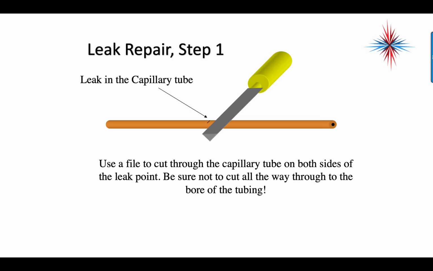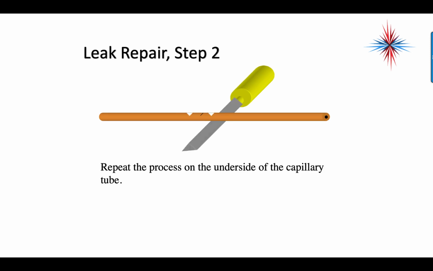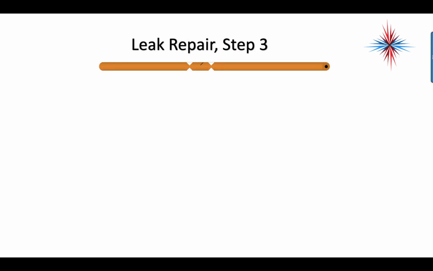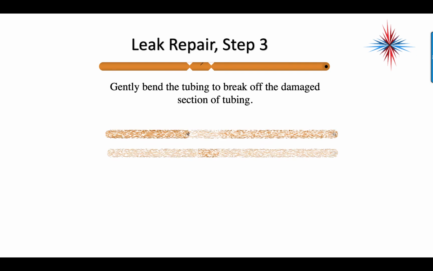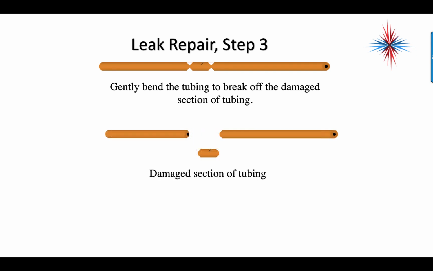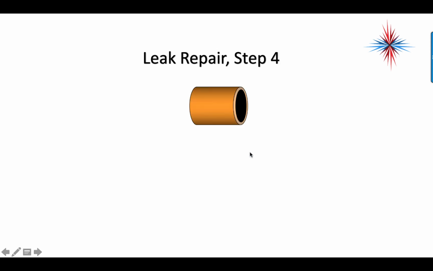So if you have a leak in a capillary tube, use a file to cut through the cap tubes on both sides of the leak point. Don't cut all the way through to the bore of the tubing. You'd use the file to create a spot where you can snap the tubing. Repeat the process on the underside. Okay, so you have a look like that. And then what you can do is gently bend the tubing to break off the damaged portion of the tubing. Notice that the hole in the middle, or the bore, is still intact.